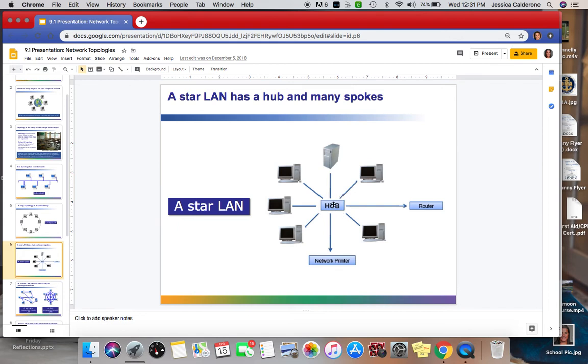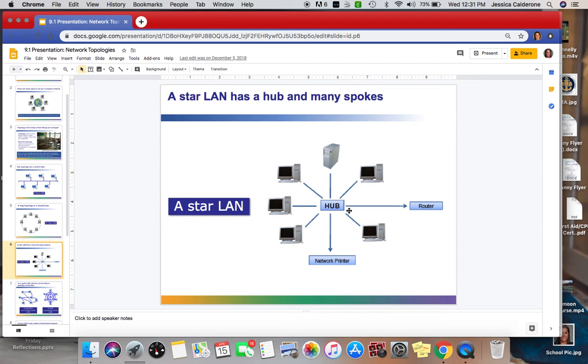Most common home computer networks, so what you're using at home right now, are this type of network. So you have the hub and the router. Your hub is going to be like your modem. So your internet comes into your house, goes to your modem, and your modem sends it to your router, and then your router puts out Wi-Fi. Or you could be directly hardwired into that modem as well.